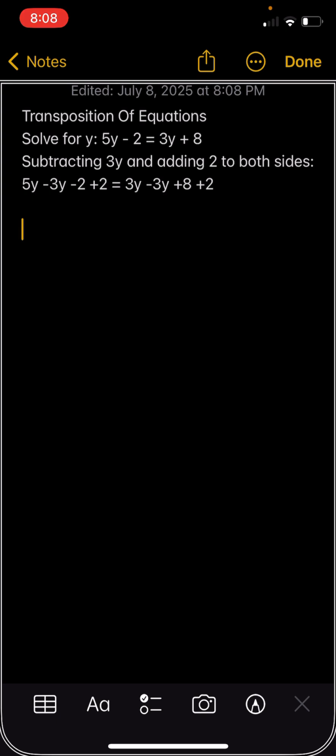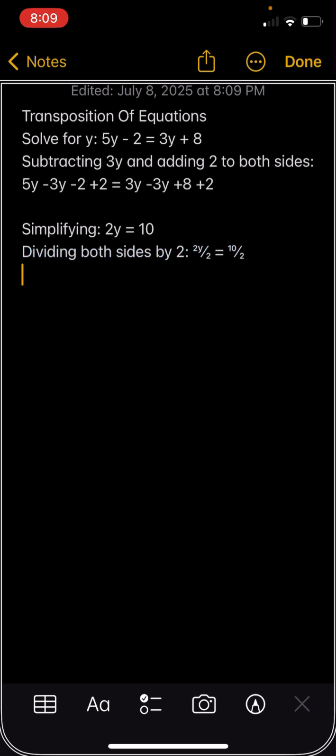When we simplify that, we end up with 2y is equal to 10. If we want to solve for y, we need to divide both sides by 2, because right now 2 is multiplying y as a coefficient. So dividing both sides by 2, we get 2y over 2 is equal to 10 over 2. So the solution will be y is equal to 5. And that's for the first one.